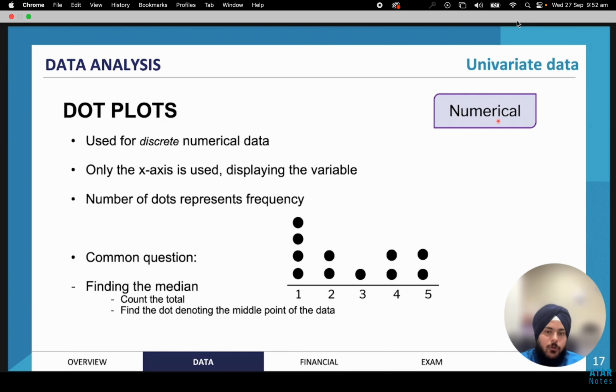Numerical data can also be represented in the form of dot plots, but this is usually for discrete numerical data. So basically, when we're plotting a dot plot, instead of having a frequency percentage table, we usually have some form of a dot plot. The dot plot literally just has a particular number, and we record its frequency. This will usually be a really good measure of data when we have a really small number of values.